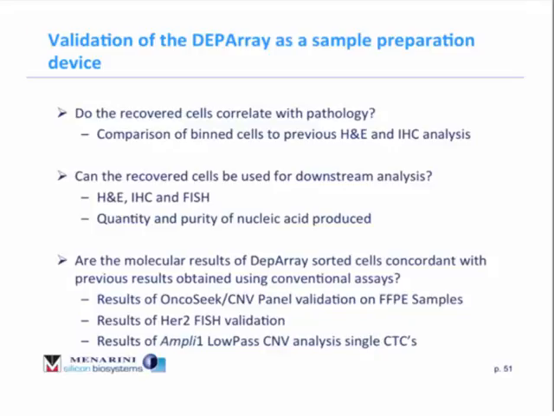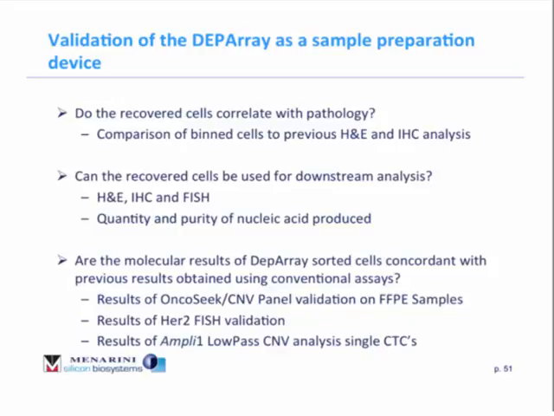So looking at how we're validating the assay as a sample preparation device, some simple experiments. We've taken FFPE sections from dozens of tumors, performed standard IHC analysis, ran those sections through the device, isolated the tumor, isolated the normal, and then compared the bin cells back to the previous H&E and IHC analysis. And we have obtained 100% concordance of this.